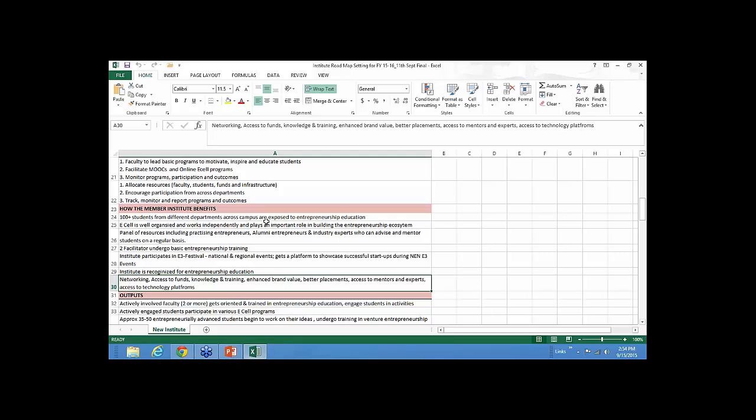I'll just repeat. The last point was that the government is really wanting to support entrepreneurship. So every institute which has been doing well and which has been running structured programs and has a good capacity, there is a possibility of getting funding through the government. And obviously there's a lot of access to knowledge, training, funds, mentors, experts, etc.